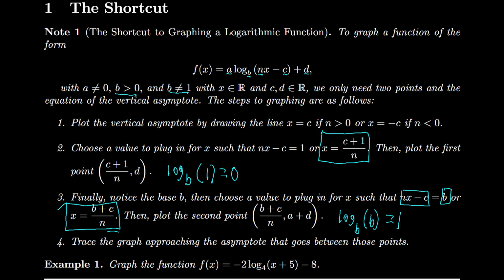So you can see down there that we actually have the example. It says graph the function f of x equals negative 2 times log base 4 of x plus 5, minus 8. So what we're going to do is pause the video for a moment, make sure to get all this down, and give it a shot. See if you can't do this. This exact problem has been given to you, so see if you can't do it. And then we're going to take a look at how to do it.